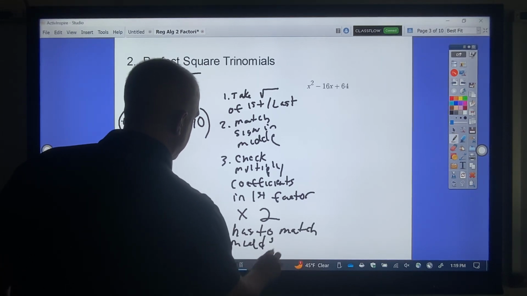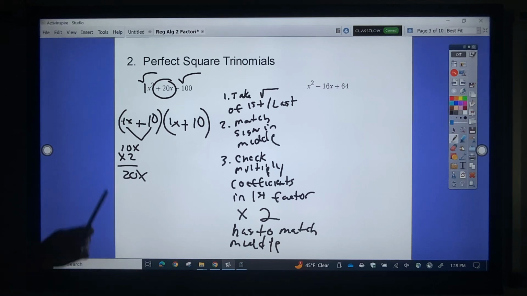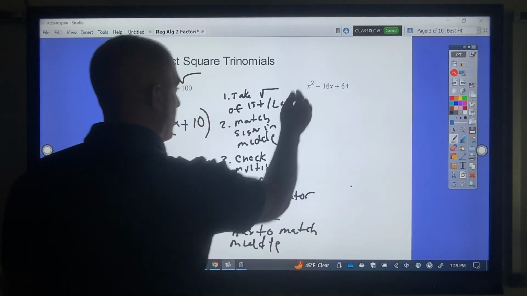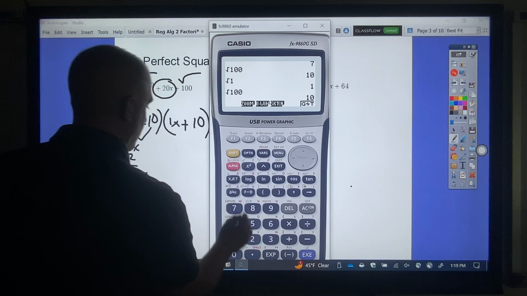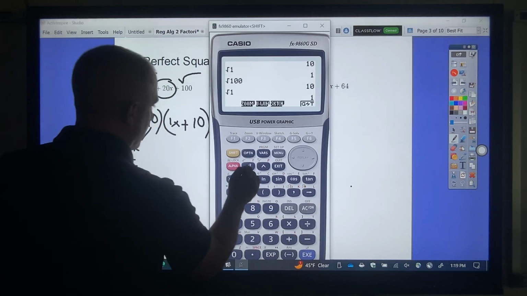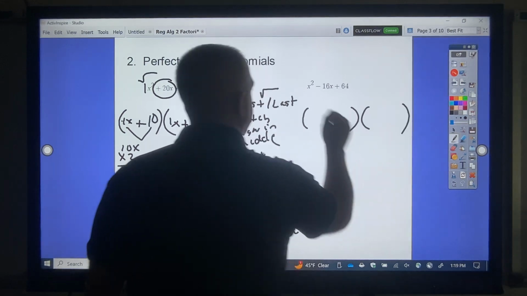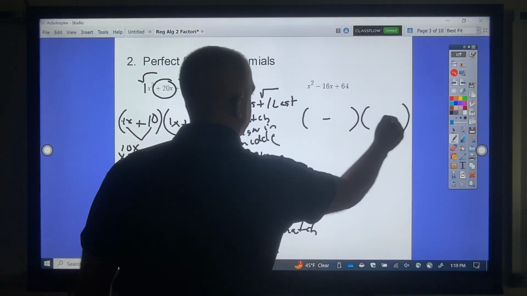Now you can do that at the beginning or the end, doesn't matter. Okay? So what I want to do here is the square root of 1, the square root of 64. Square root of 1, I already know every time. Square root of 64 is 8. Okay? So I have to match the sign in the middle. So that's a minus, that's a minus.